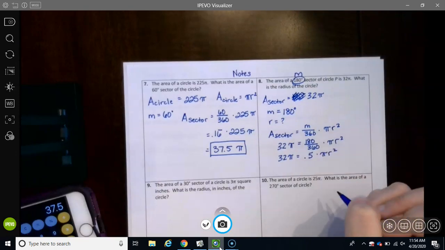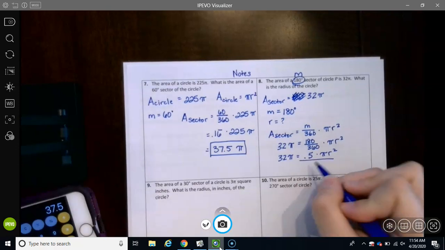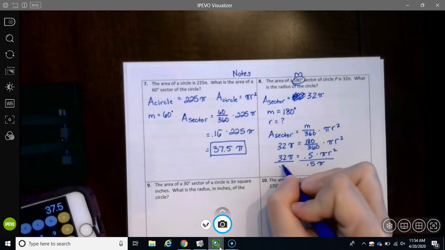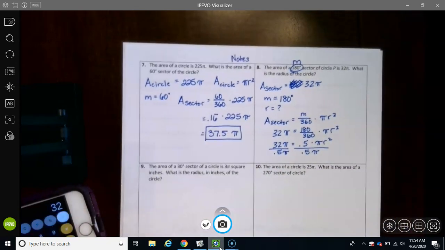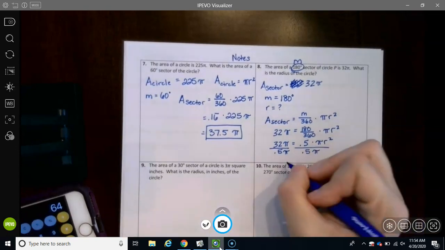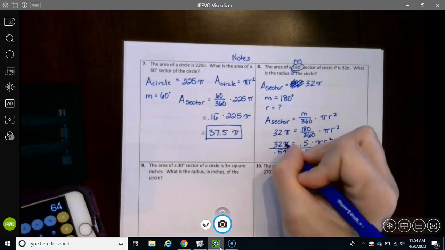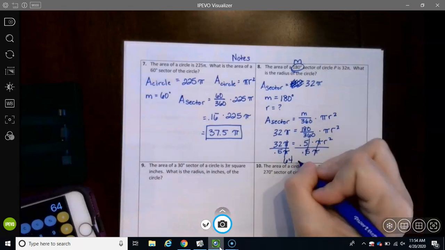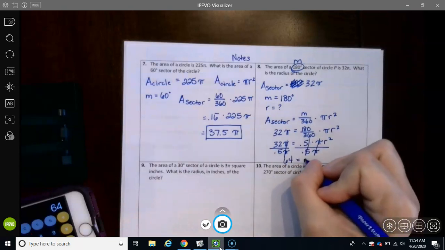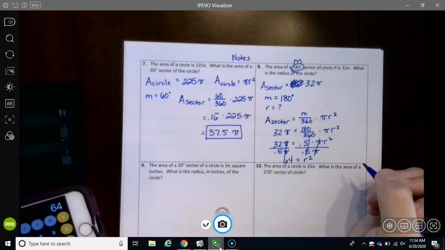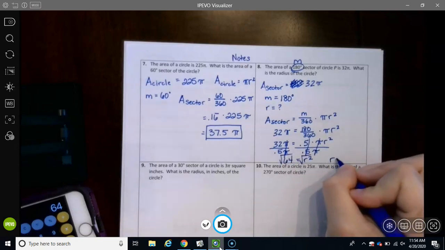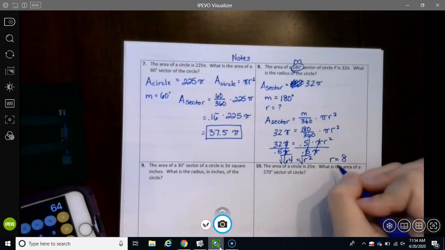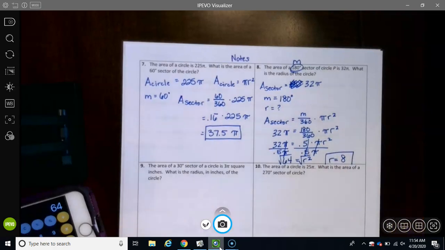So I want to get that r squared by itself. So I'm going to divide both sides by 0.5 pi. And I take 32 divided by 0.5, I get 64. The pi's cancel out. So we're left with 64 equals r squared. And then to get r by itself, you just take the square root of both sides. The square root of 64 is 8. So the radius is 8.